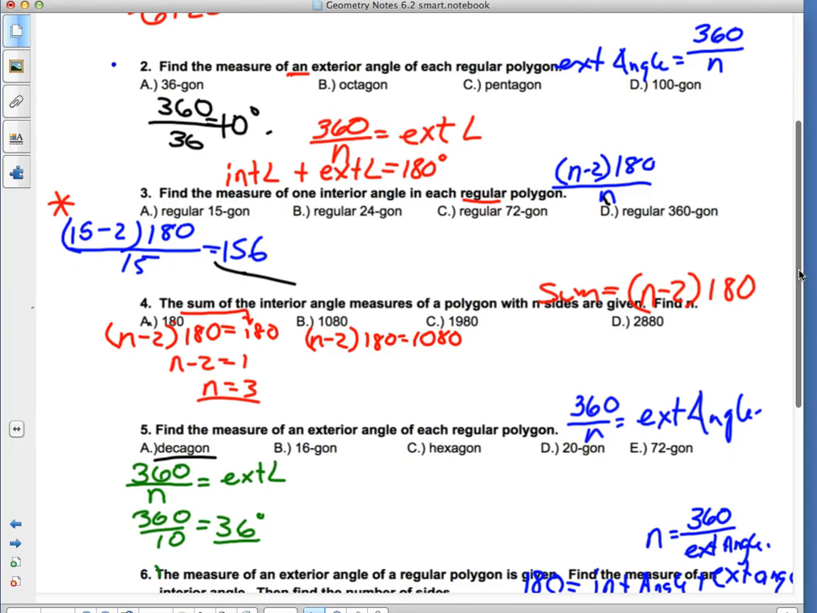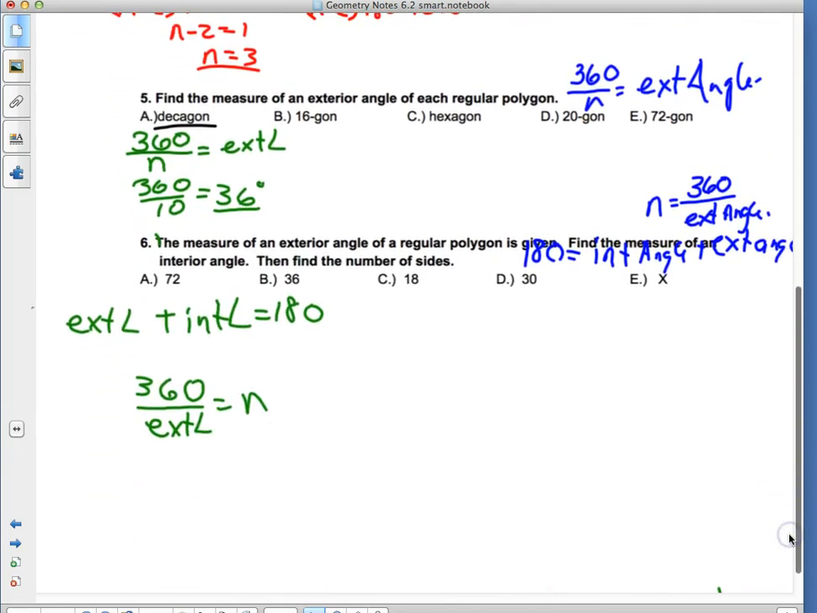And 5, find the measure of an exterior angle of each regular polygon. 360 divided by n, the number of sides, is equal to the exterior angle, okay? And 6, I can use the fact that 360 divided by the value of the exterior angle is equal to n. And if it goes in there evenly, there exists a regular polygon that has that exterior angle value, okay? And we'll find out how many sides. If it does not go in there evenly, it's not a regular polygon with that exterior angle value.